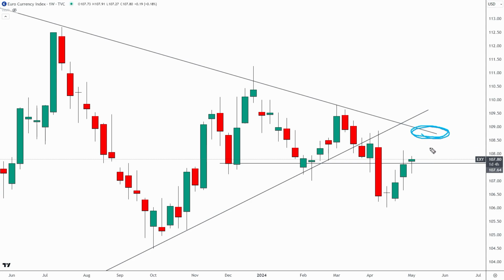Okay, so that of course could be short-term bullish for the euro. Just keep in mind though, like I said, this is a weekly chart and we do still have over 24 hours left in the week. So this is technically still weekly resistance.